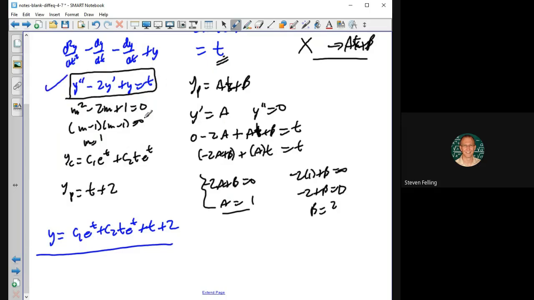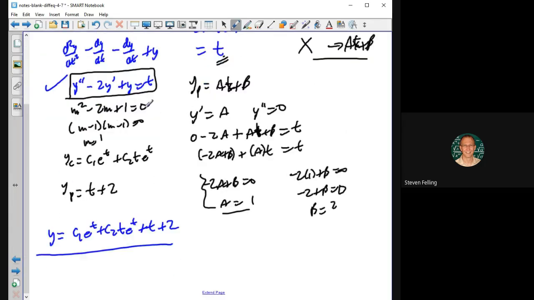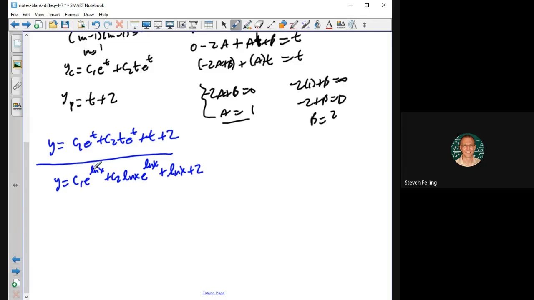Now, the last thing we have to do is undo the substitution by replacing t with the natural log of x, right? If x is e to the t, then t is the natural log of x. So the final solution here would be c1 e to the natural log of x plus c2 natural log of x e to the natural log of x plus natural log of x plus 2. Right, which these cancel and produce c1x plus c2x natural log of x plus natural log of x plus 2.